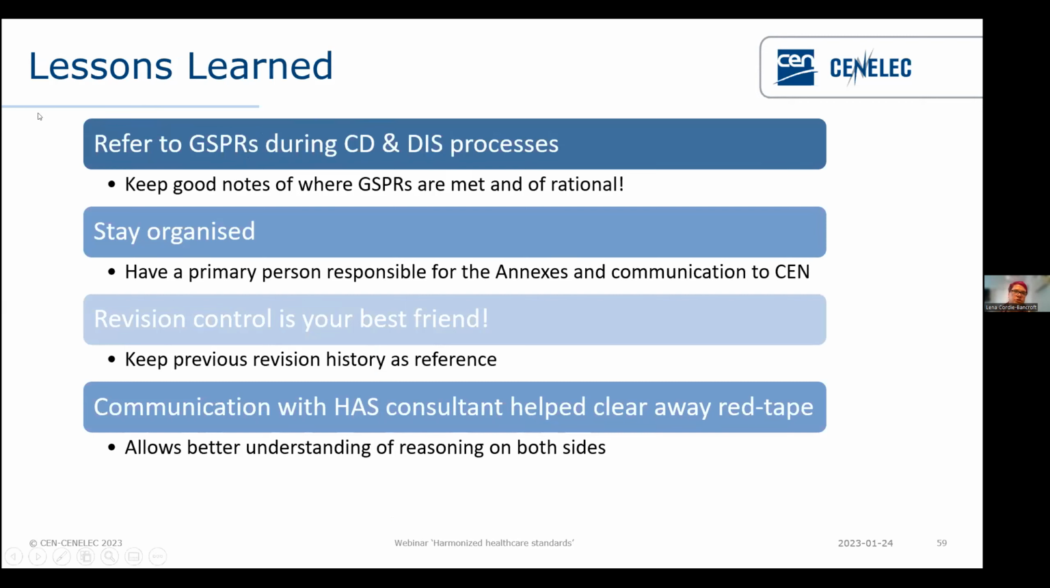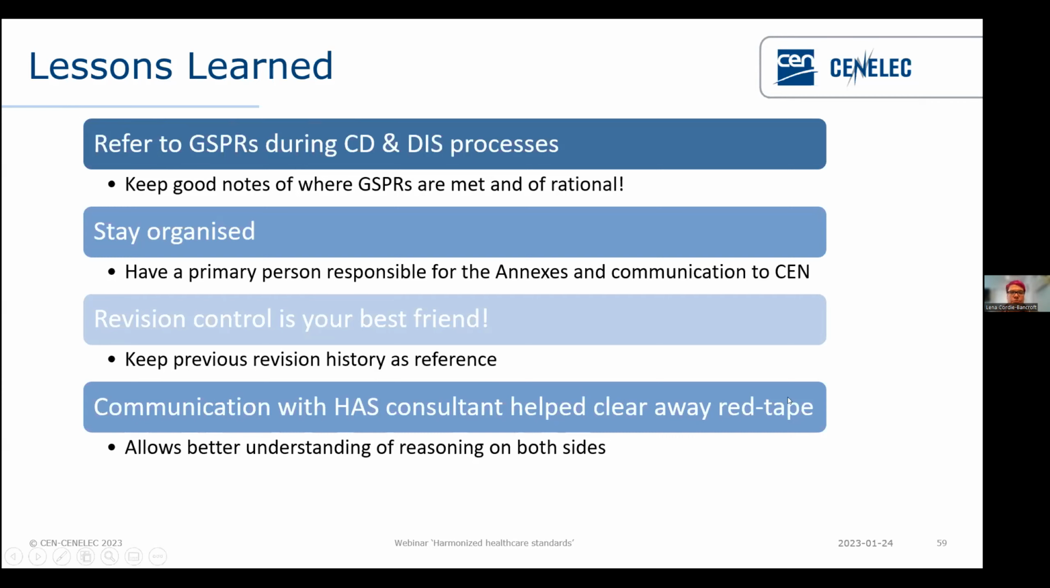So our lessons learned: while you're revising the standard or writing a standard, really refer to the GSPRs throughout the CD and DIS processes. Make sure that you're taking really good notes of where the GSPRs are being met or not met, and the rationale for why or why not. Really make sure that there's a clear understanding of the relationship between the requirements of the standard, the GSPRs, and the regulation. Stay organized, can't say that enough.